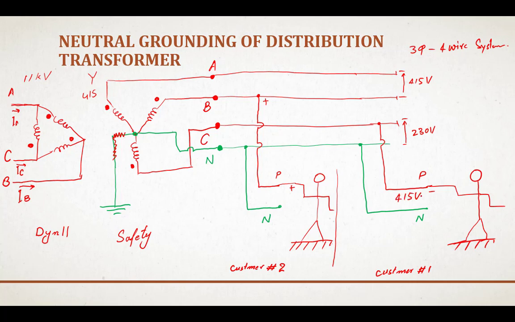So both will simultaneously experience an electric shock, and they don't know what had happened because just before that moment they were in contact with the phase conductor and nothing was happening. And suddenly this situation has occurred that both were simultaneously in contact with the phase conductor, they have experienced a shock, and that voltage will be 415 volt, a lethal voltage for both of them.